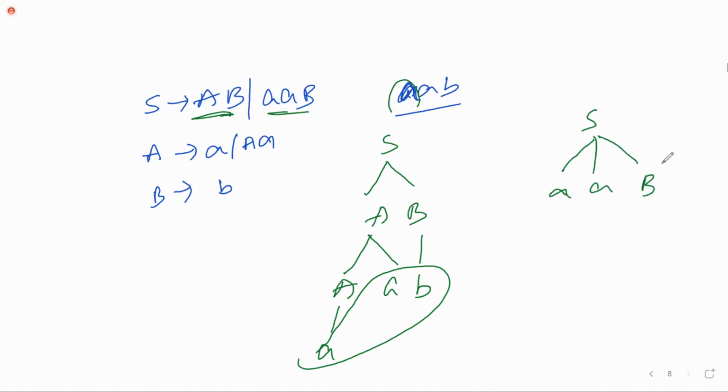AAB. Now I'm evaluating the rightmost derivation, rightmost symbol, that is B. B tends to B. Now it is generating AAB. Both are generating the same string AAB. So can I call this as ambiguous? Yes, ma'am.